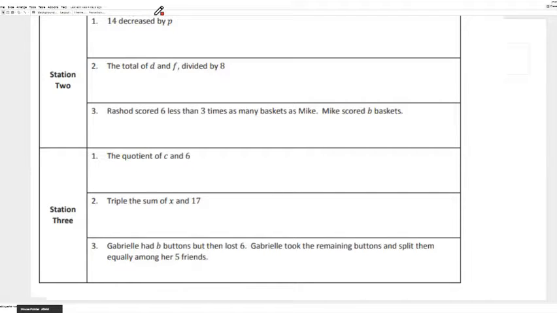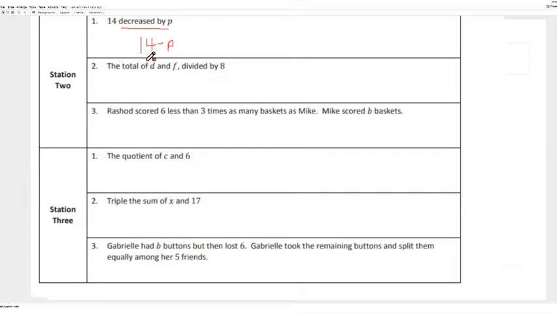So here it says 14 decreased by P. So what's being subtracted? Of course, decreased means to be subtracted. What's being subtracted is the P. So 14 has to come first. What's being subtracted, of course, is the P. So this is the only way you could write this one.